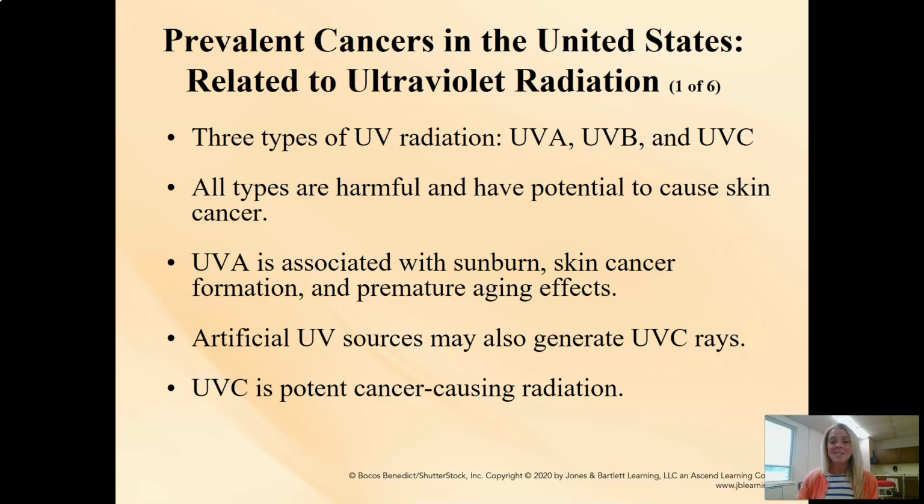All right, so cancer related to ultraviolet radiation. There are 3 types of UV radiation, A, B, and C. They're all harmful, and they all have the potential to cause skin cancer. UVA is associated with sunburn, skin cancer, and premature aging. Artificial UV sources, like tanning beds, may also generate UVC rays, and these are potent cancer-causing types of radiation. Tanning salons claim to be safer, that they only use certain types of UV radiation, but really they aren't. And really any type of tan or sunburn is a type of skin damage.